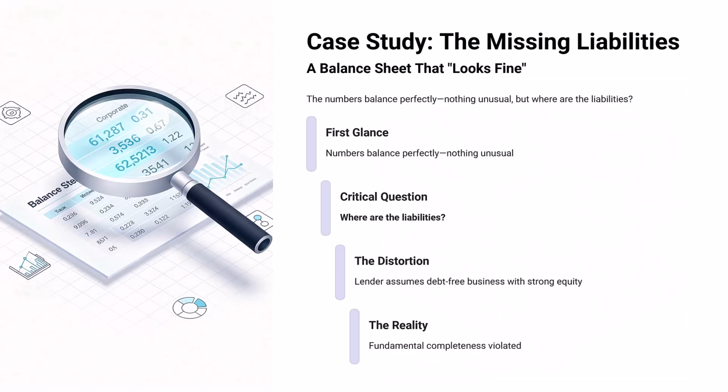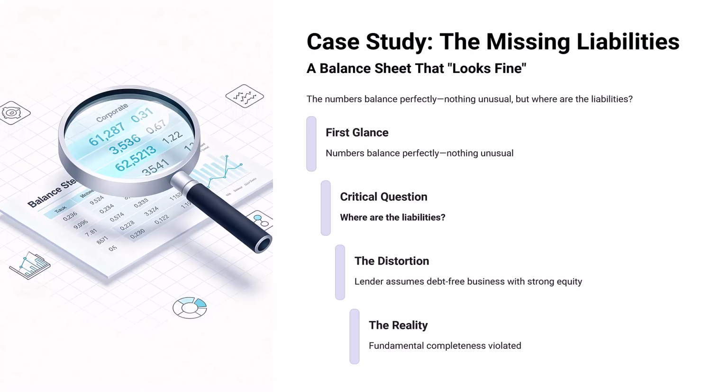Let's examine a case study. A small business provides a simplified balance sheet to a potential lender. At first glance, nothing appears unusual. The numbers balance perfectly. But applying look for missing or misleading information reveals a serious concern. Where are the liabilities? A standard balance sheet includes assets, liabilities, and equity. In this version, only assets and equity appear. The liabilities section, one of the fundamental elements of the accounting equation, is entirely absent.